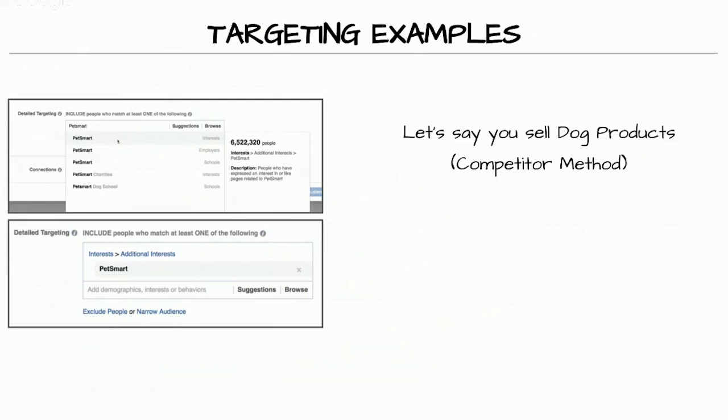So this means people are interested in the brand PetSmart. They've engaged with it. Now also, it says employers PetSmart. Don't get that confused because you can actually target people that work for PetSmart. So maybe you're selling a product like, hey, come to work for us instead of PetSmart. You can actually do that.